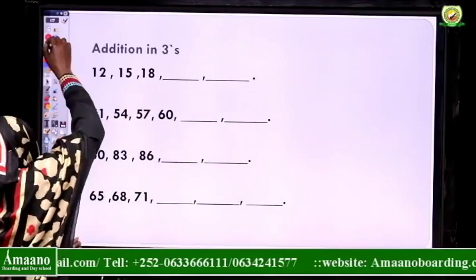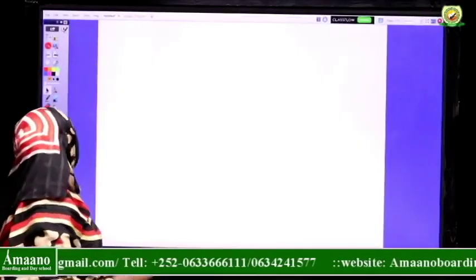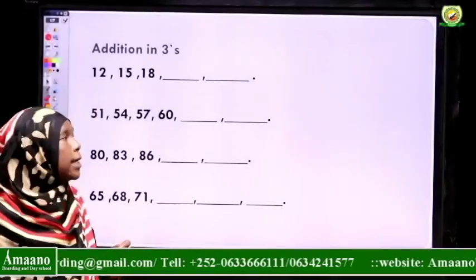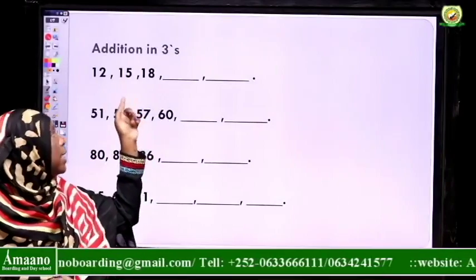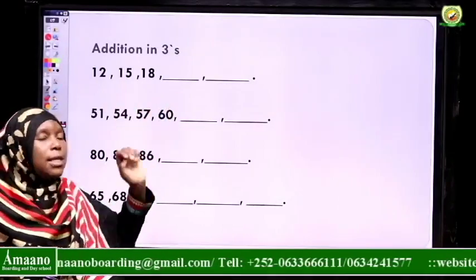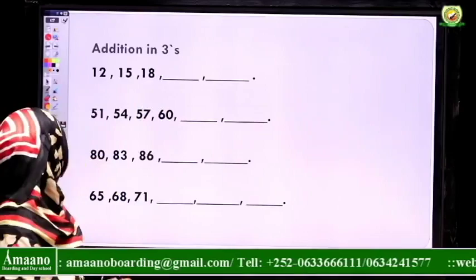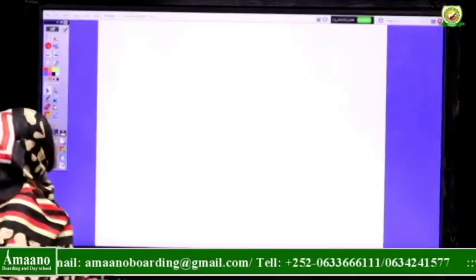So let us get there. But before we get there, let us look at the sum. The sum says 12, 15, 18, and then how many dashes? 2 dashes after that. So let us begin.